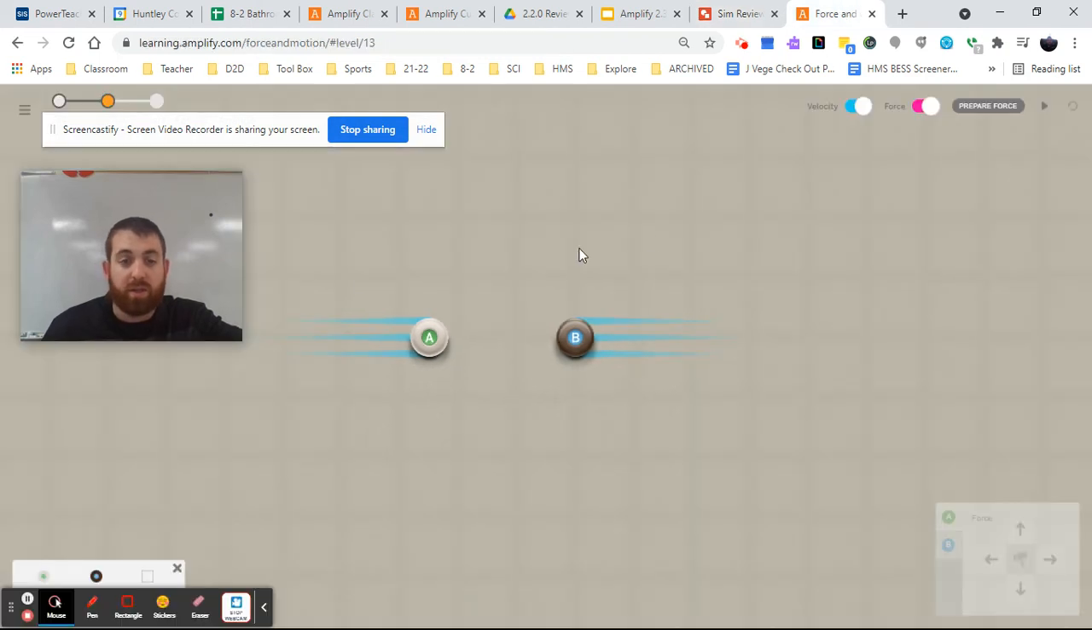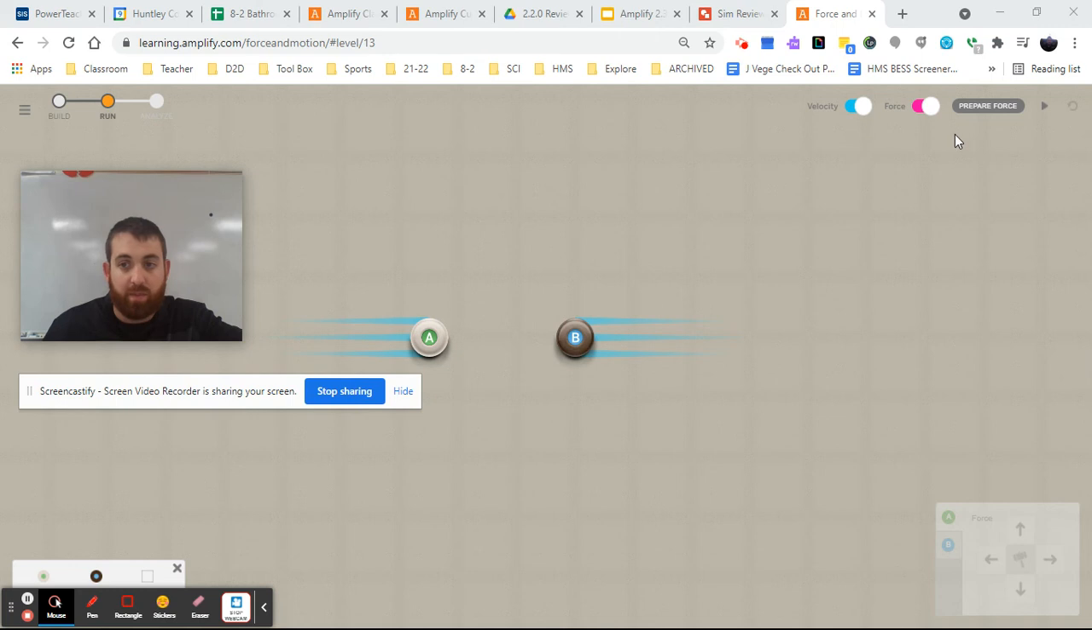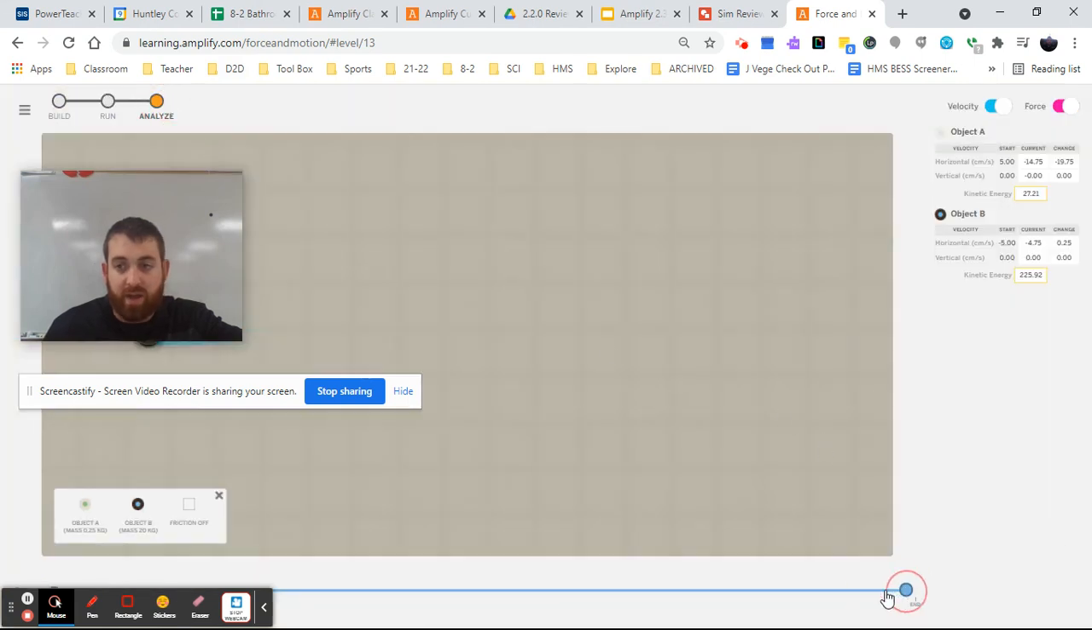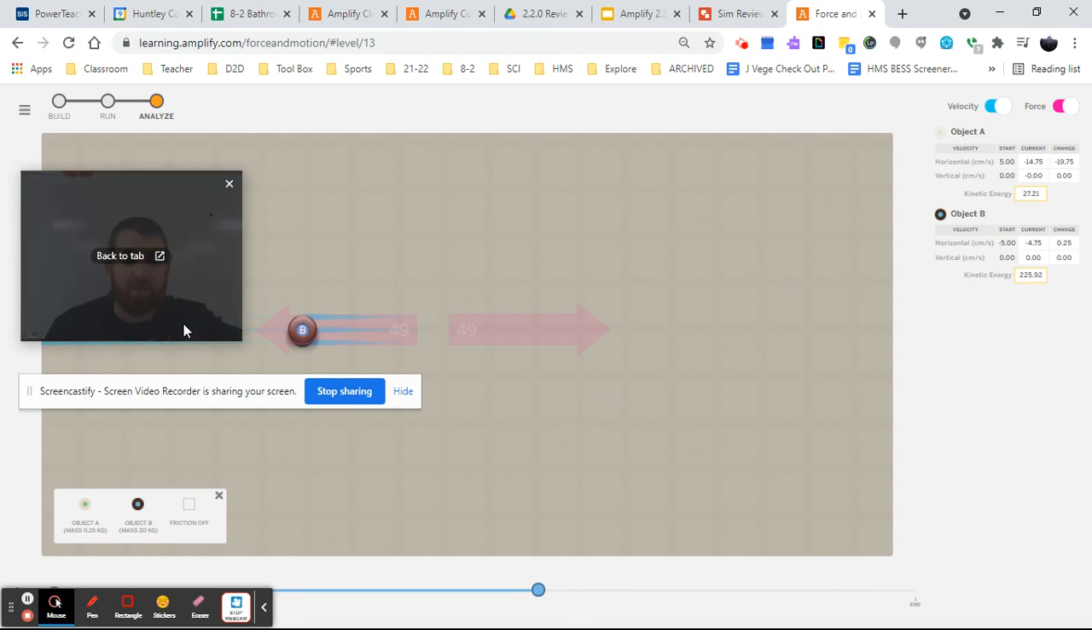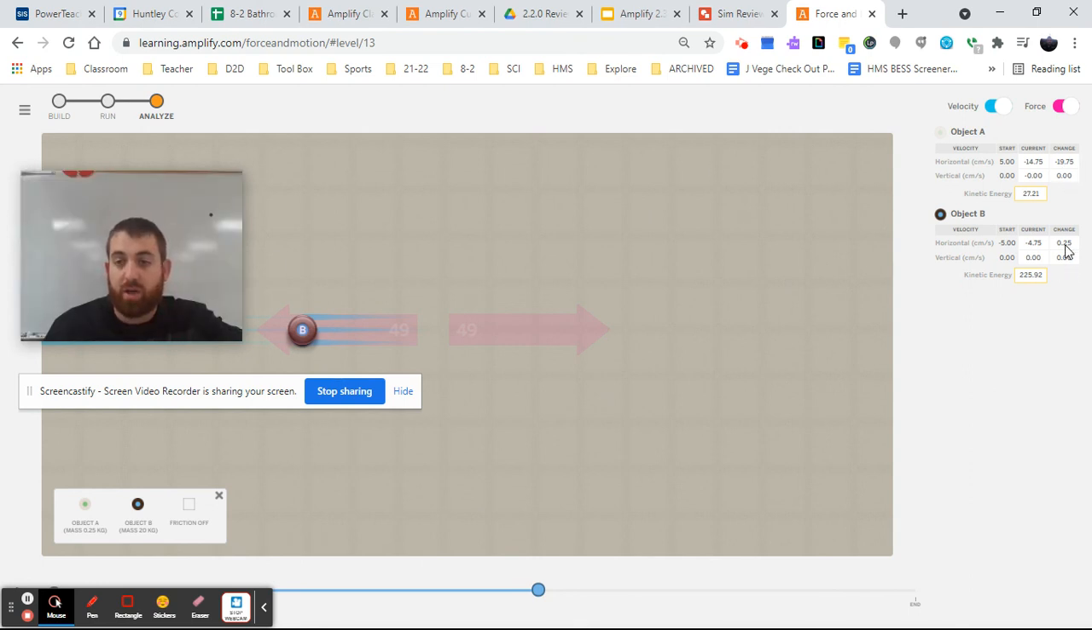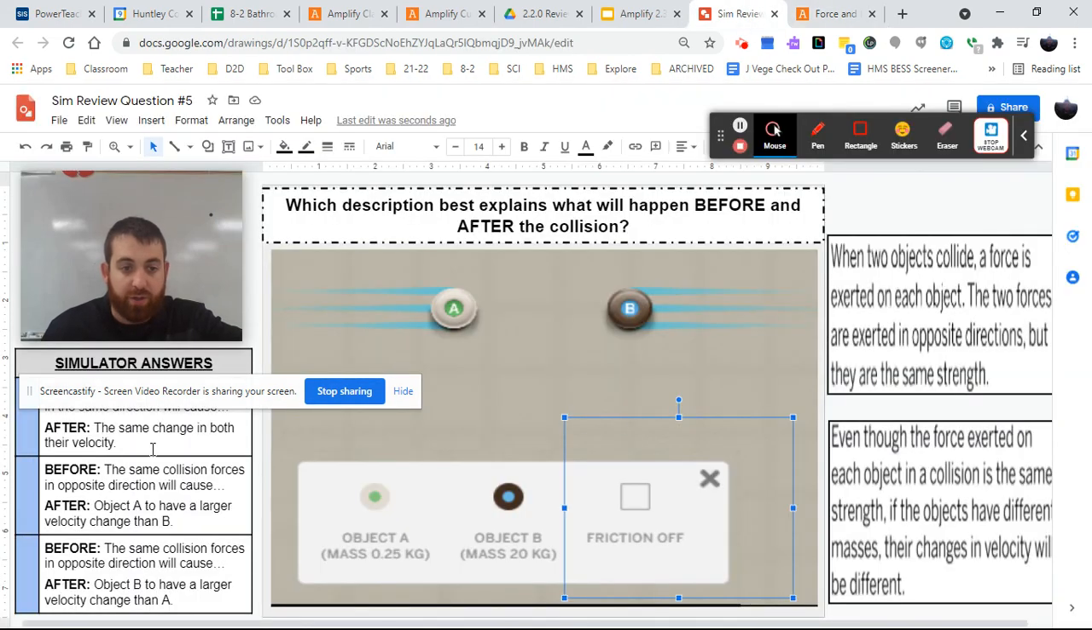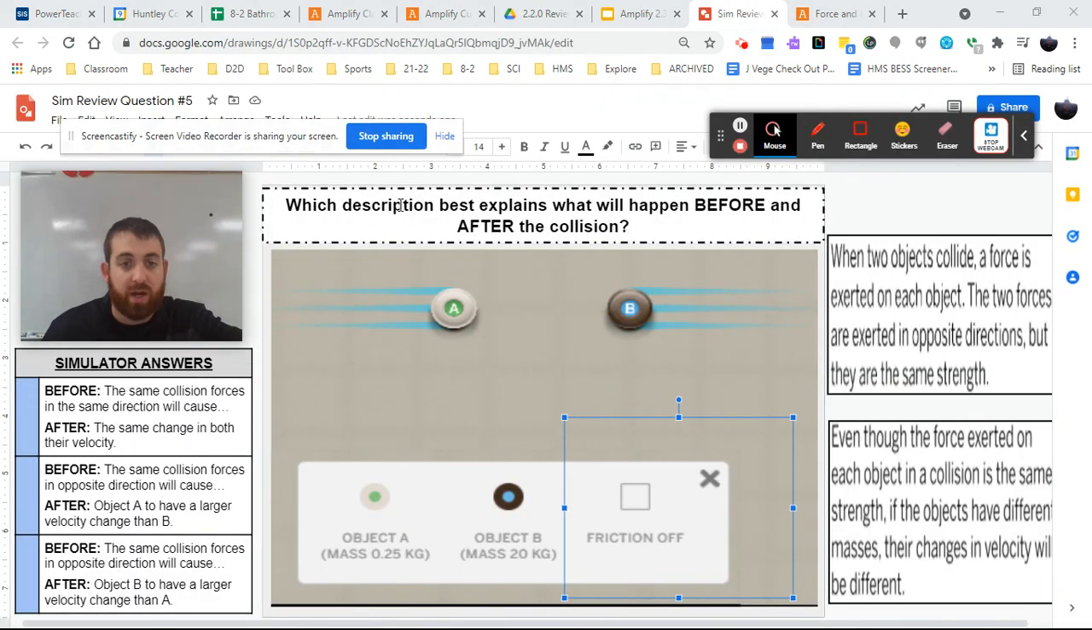And we can see this in our simulator. If we were to run it, we have our two objects. We're going to have them collide. And after they collide, we're going to go to analyze. And we can see that we have those equal forces in opposite directions. And we can look at the velocity and say, well, object A, the lighter object, had the larger change versus B had the smaller change. So there's your answer. If you have questions, reach out. Otherwise, good job.